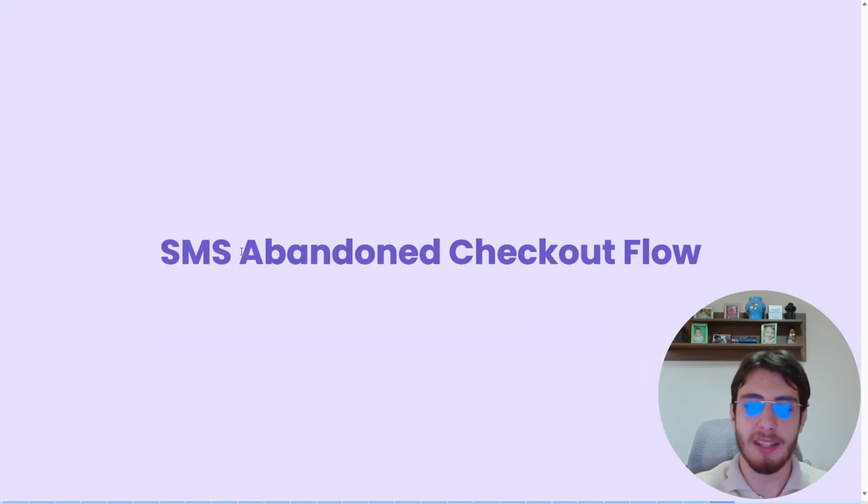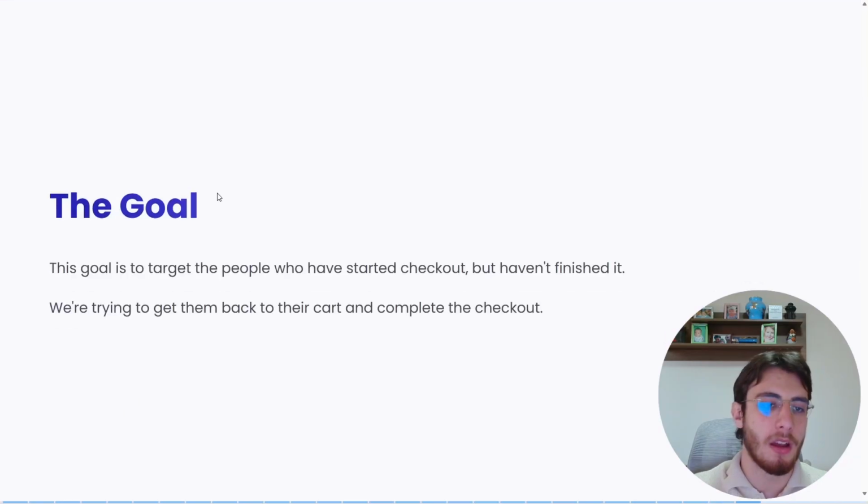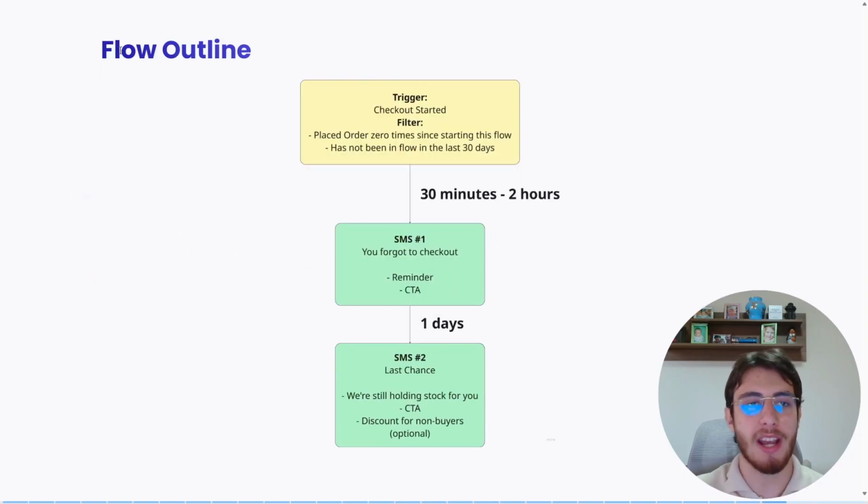Now, SMS abandoned checkout flow. So the goal is pretty much obvious. The goal is to target people who have started checkout but haven't finished it. So they added something to cart and then took an extra step, which is proceed to checkout, but they did not place an order. They did not finish the checkout, okay? So they abandoned that checkout page and we're trying to get them back to the checkout page, fill out their information and place an order. That's the idea, okay?